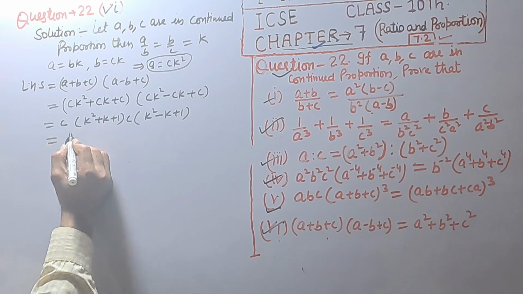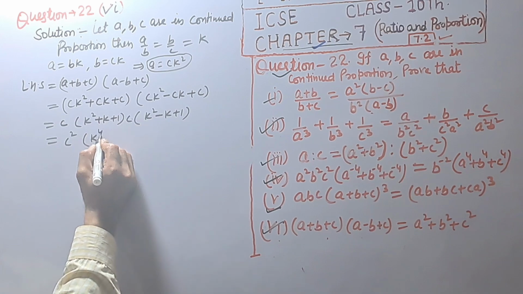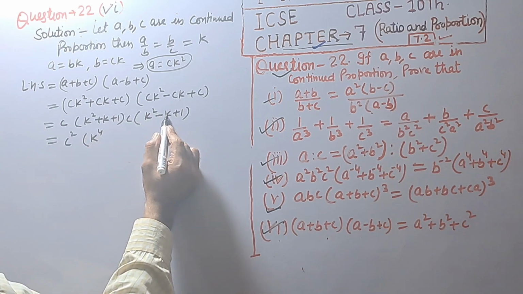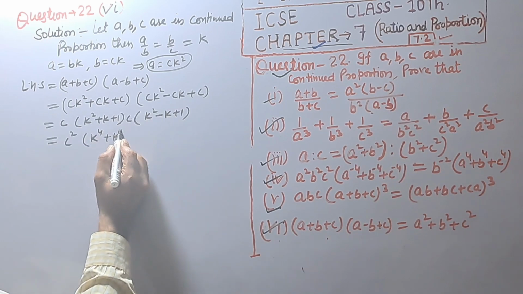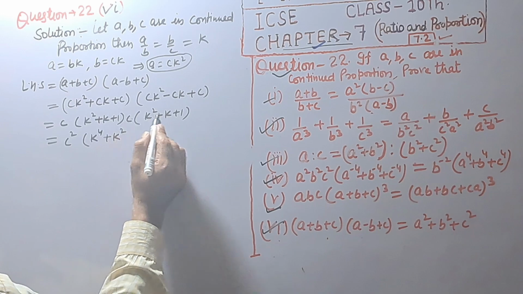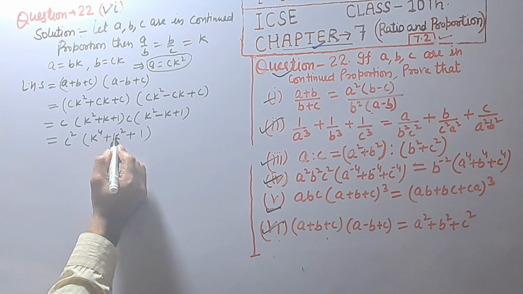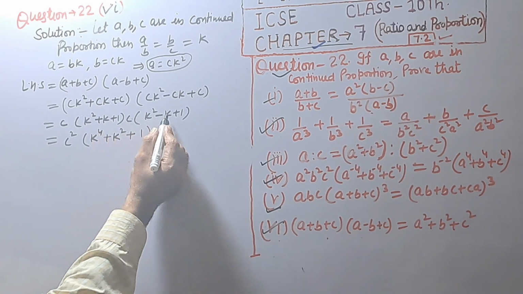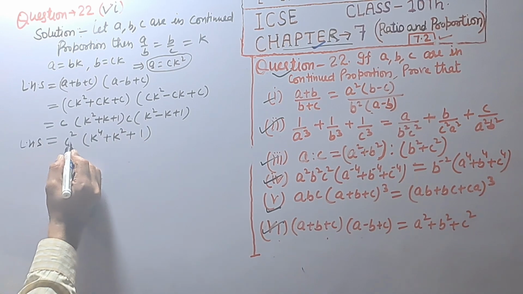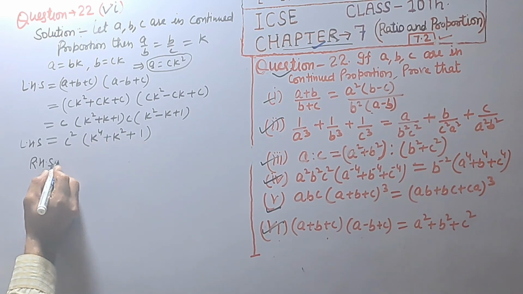We get c into c, that is c raised to power 2, and k square into k square, that is k raised to power 4, and k square into k, that is k raised to power 2, k into 1, that is positive k, and k into minus 1, this will be cancelled, and we get k raised to power 4 plus k raised to power 2 plus 1 minus k plus k, this will be cancelled, and we get left hand side is equal to c square into k raised to power 4 plus k square plus 1.